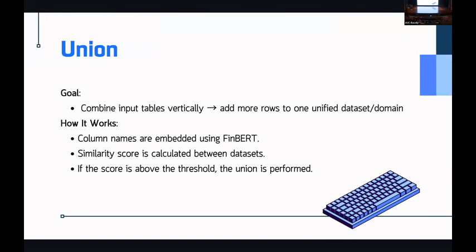So starting off with the union, the goal for the union is to combine the input tables that we get from the ingester into a unified dataset for each domain. So if the ingester got two datasets for stocks and two datasets for balance sheets, the union combines them into one dataset for stocks and one dataset for balance sheets. How this is done, we use an embedding called the ephemerit. This embedding is used to calculate a compatibility score between the datasets. And if the compatibility score passes a certain threshold, then the union is performed.